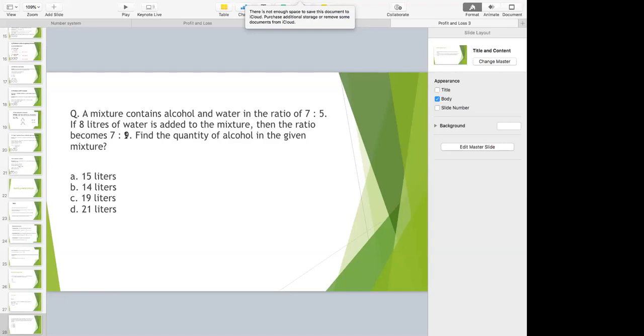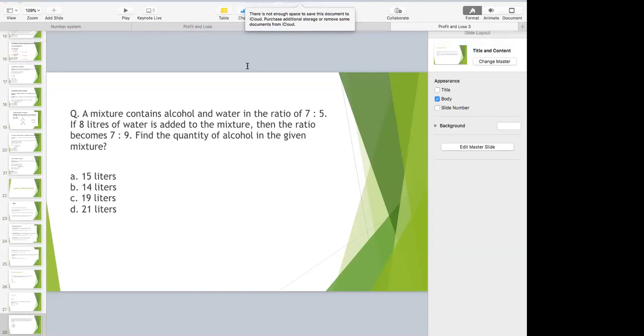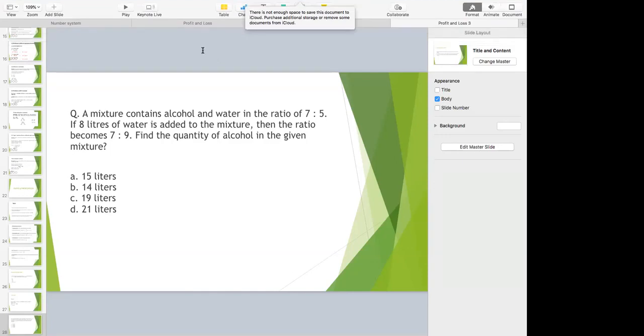Is this clear till this part? Are you clear with this part? How we got 4 ratio corresponding to 8 liters? Only then I can proceed further. Great, thank you for your responses.